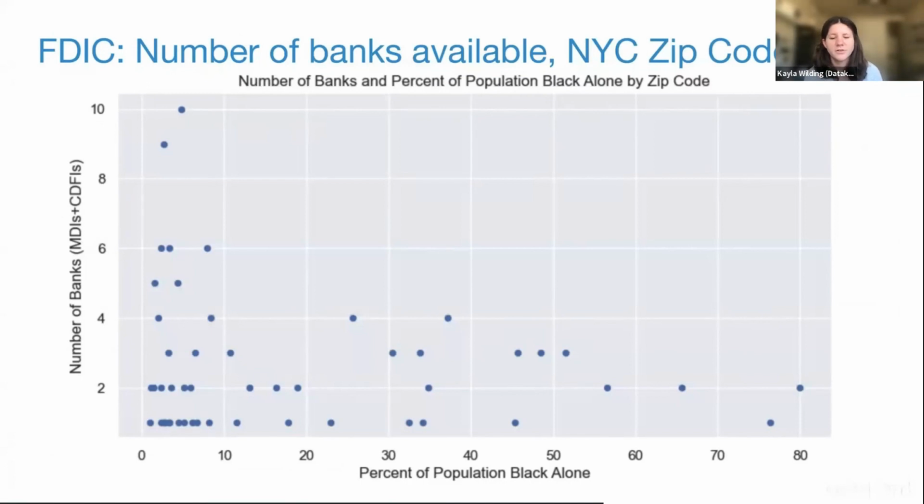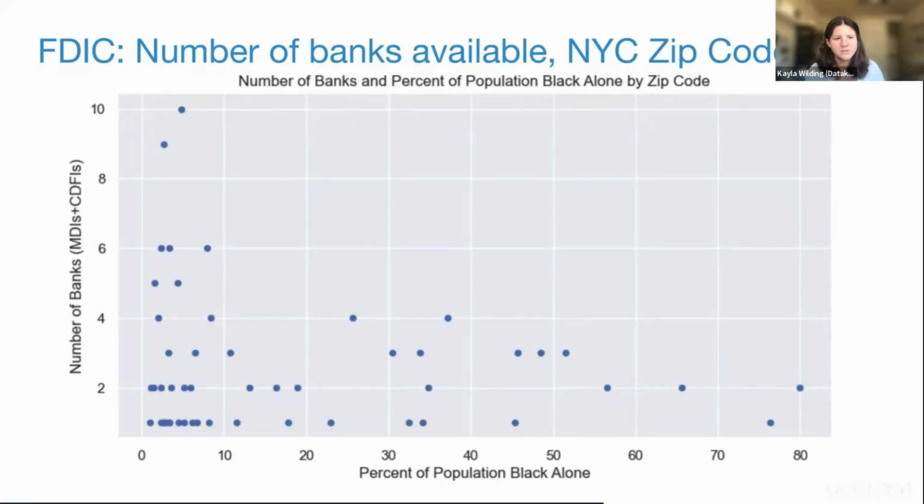So, higher, further to the right would mean that the zip code has a higher percent of the population that is African American or Black. And then, the further up on the y-axis, there are more banks. And so these are MDIs and CDFIs. And I should explain what those are if you don't know.